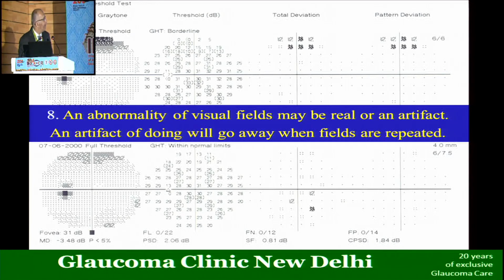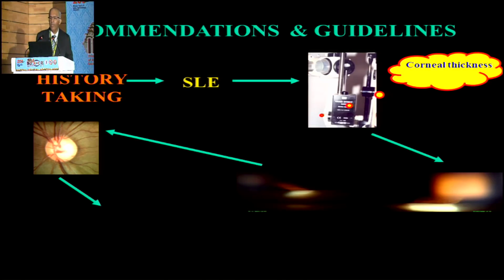So any abnormality that you get can be real or it can be an artifact. If it's an artifact, repeat the visual fields and it will go away. So this is a patient who had a lid artifact; the lid was lifted up and the fields repeated, and you found that this has disappeared. So keep this in mind.